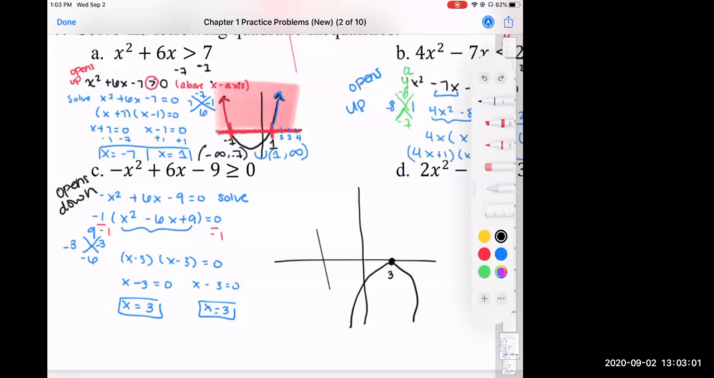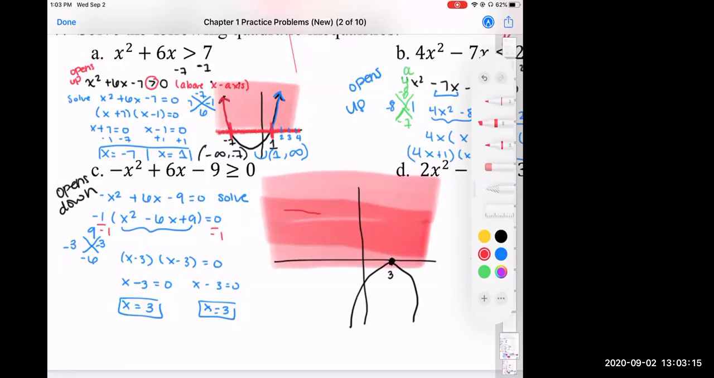Okay, now let's take a look at what we want. We want those numbers that are greater than, so we want those numbers above. What numbers are above the x-axis or at the x-axis? On our x-axis, we only have 1 point. My x-axis only has that 1 point at 3. So what is my answer? My answer is just 3. And because it's a single point, we'll use a curly bracket.